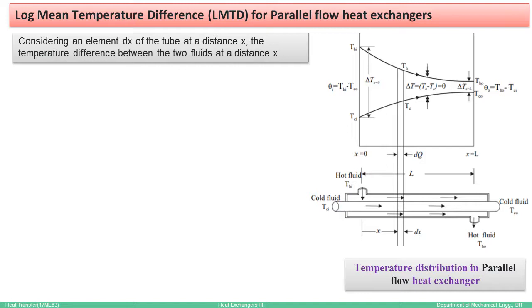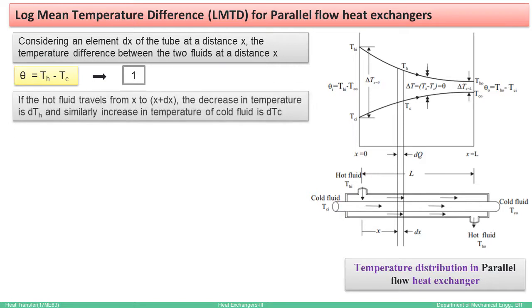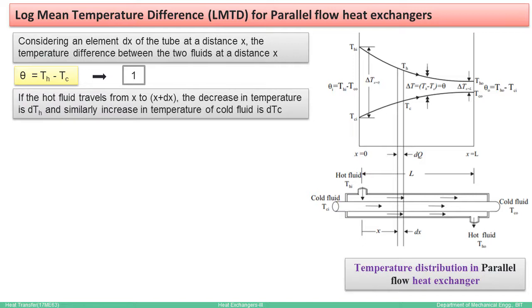Similarly, theta naught is equal to Tho minus Tco. Now, considering an element dx of the tube at a distance x, the temperature difference between the two fluids at a distance x is taken as Th minus Tc. That is, Th is the temperature of the hot fluid at the element dx, and Tc is the temperature of the cold fluid at that element. So theta is equal to Th minus Tc. Now I call this equation 1.